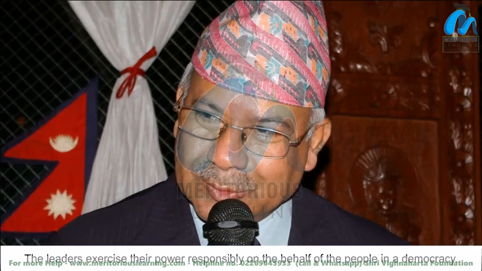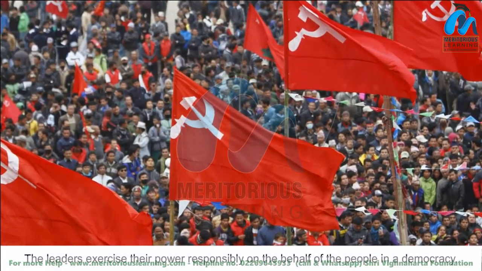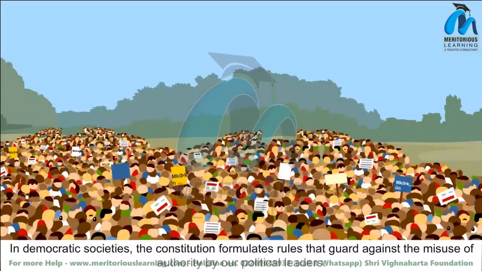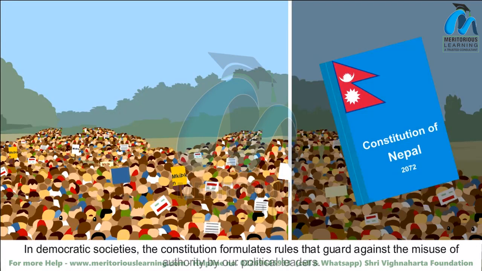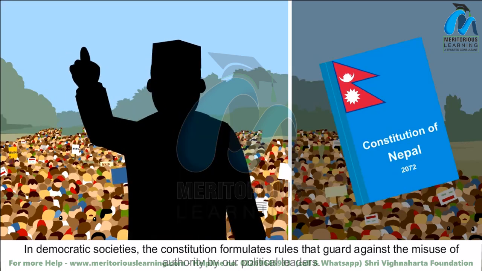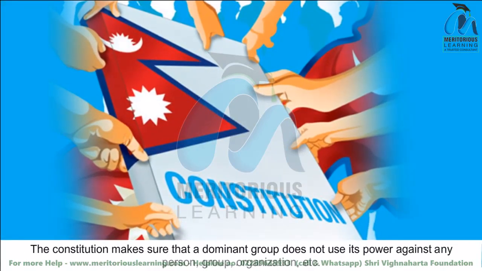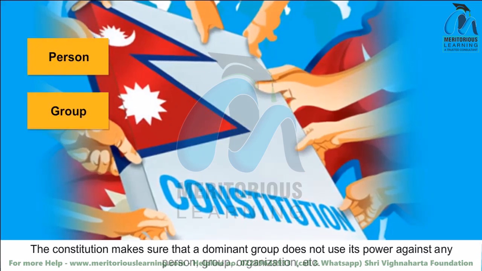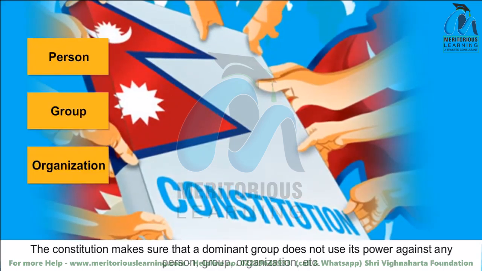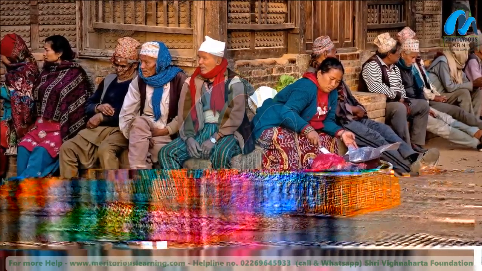The leaders exercise their power responsibly on behalf of the people in a democracy. In democratic societies, the Constitution formulates rules that guard against the misuse of authority by our political leaders. The Constitution makes sure that a dominant group does not use its power against any person, group, organization, etc. It prevents tyranny or domination by the majority on a minority.